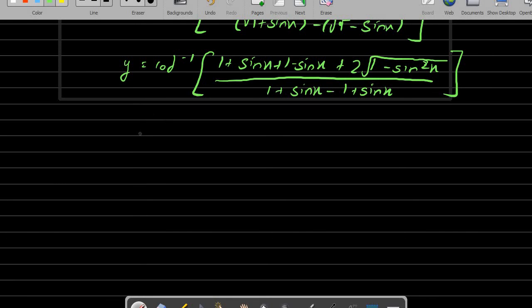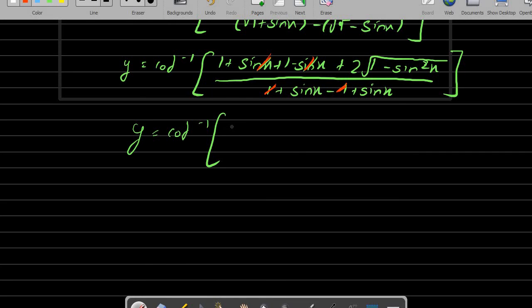So now y is equal to cot inverse. Now let's see what can get cancelled here. You can see that sin x and minus sin x will get cancelled. I will highlight it with another pen so that it's pretty clear. You can see this got cancelled, and in the denominator, you can see 1 and minus 1 got cancelled. Easy. Now we can proceed.